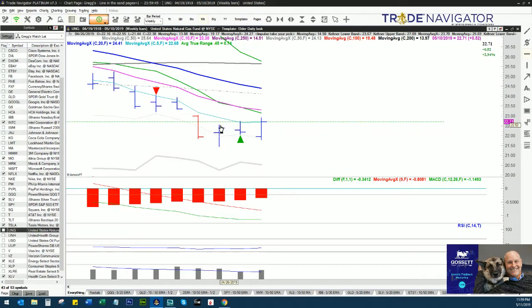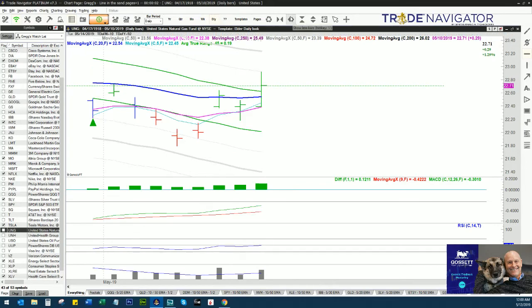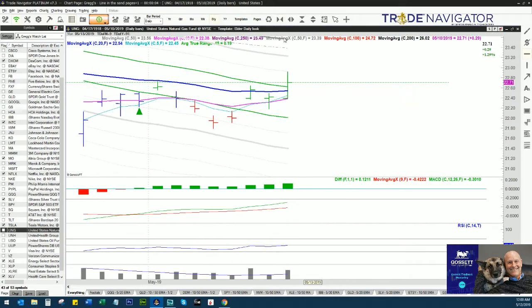Larry Williams taught me this many years ago, and it is good. Would I take the trade just based upon this fake out confirmation? I might. It's pretty strong. But the point I'm trying to get across here is that I had strong signals on the daily where I'm taking the trade.